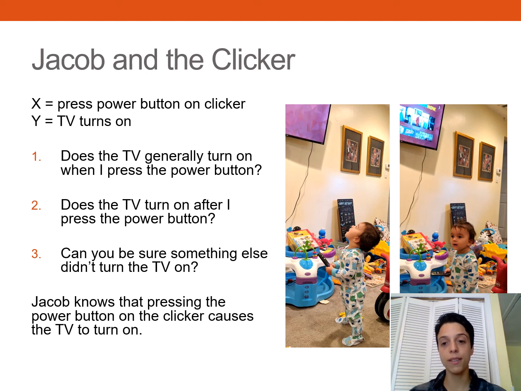I will say though that you can also think about this as a probabilistic relationship. Most of the time when you press that power button, the TV turns on. But if you're not pointing the clicker at the TV, it might not turn on, right? If the batteries in the clicker run out, it might not turn on. So what we're looking at is a relationship where X, pressing the power button, causes the probability of Y, the TV turning on, to increase. So when you press that power button, it's likely the TV will turn on, but it doesn't always have to happen. But we would still consider that a causal relationship. X is causing Y in this case.